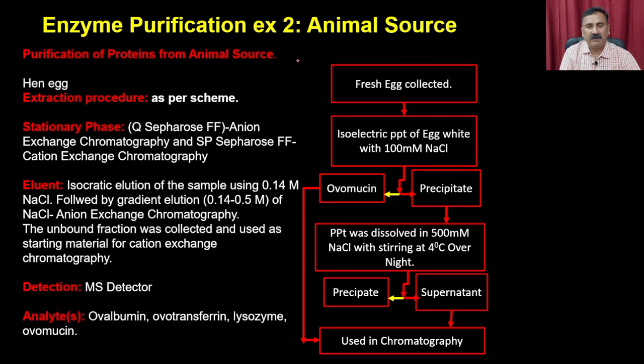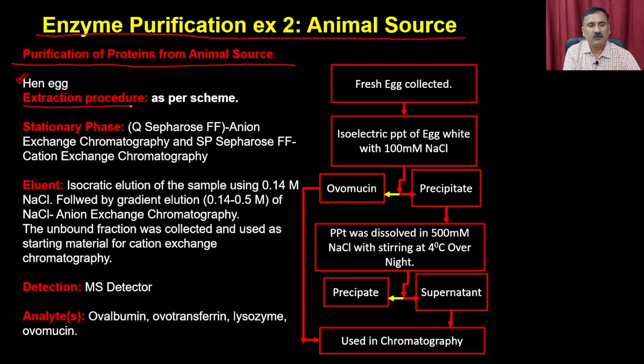We have taken another example, where you can use this for animal sources: purification of protein from animal sources. We have taken the hen egg. First you do the extraction. You take the fresh egg that you have collected, and then you do isoelectric precipitation of the egg white with the help of 100 millimolar NaCl.